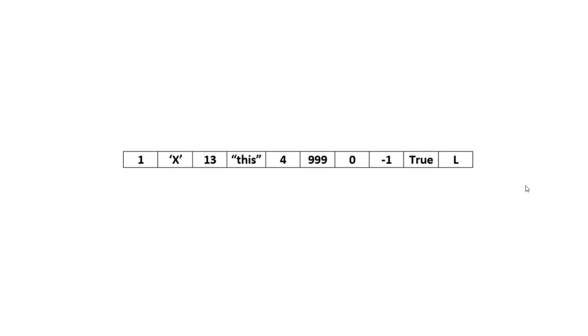Now, what about linked lists? Linked lists are actually the exact opposite, which means the advantages of lists are the disadvantages of linked lists and vice versa.